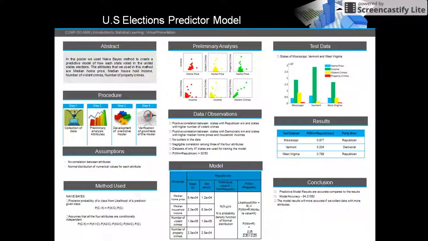Since these are real-world datasets, there will be some correlation between parameters. Nevertheless, we have assumed zero correlation in order to build the model. As I mentioned before, we have used Naive-Bayes to predict the results.